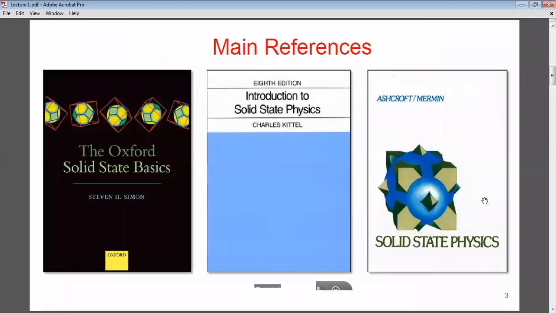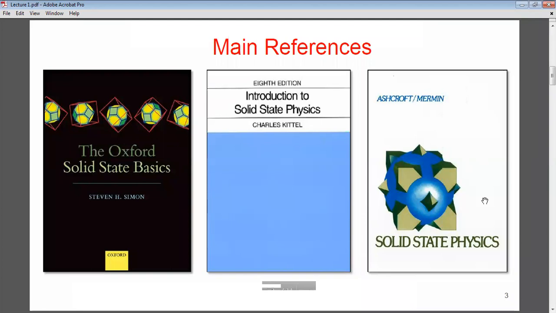Okay. Main references for this course. Actually, it is very, very difficult to find just one book and say, this will be the reference or this will be the book for this course. In here, I'm just mentioning the 3 big books that usually are covered in a similar course. So this is the course by Simon, by Kittel, and by Ashcroft and Mermin.